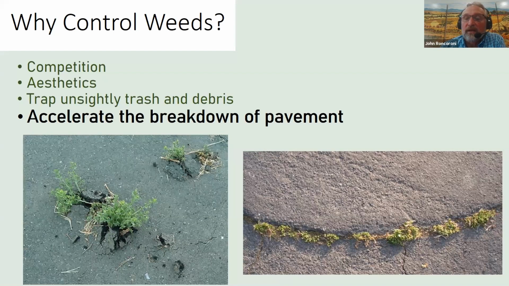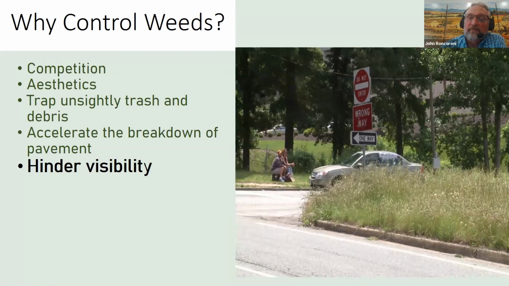Hinder visibility. Now you can see here that this is a traffic situation, and this is some tall grasses, which may or may not be a problem, can be mowed down. Imagine that these are shrubs, a Scotch broom or something. So, you know, it always can be a problem with just visually hindering visibility.